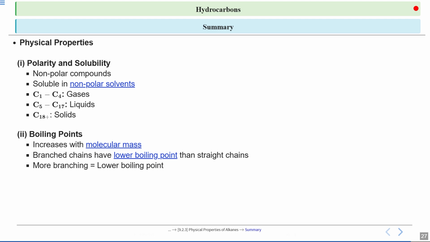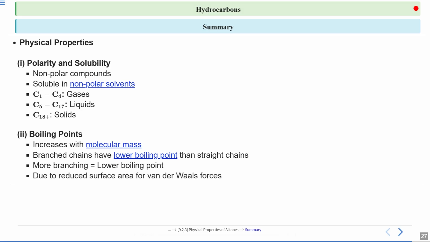This is an important concept because it affects how hydrocarbons are used in different applications. The reason for the lower boiling point in branched hydrocarbons is the reduced surface area for van der Waals forces. This means less energy is needed to separate the molecules.